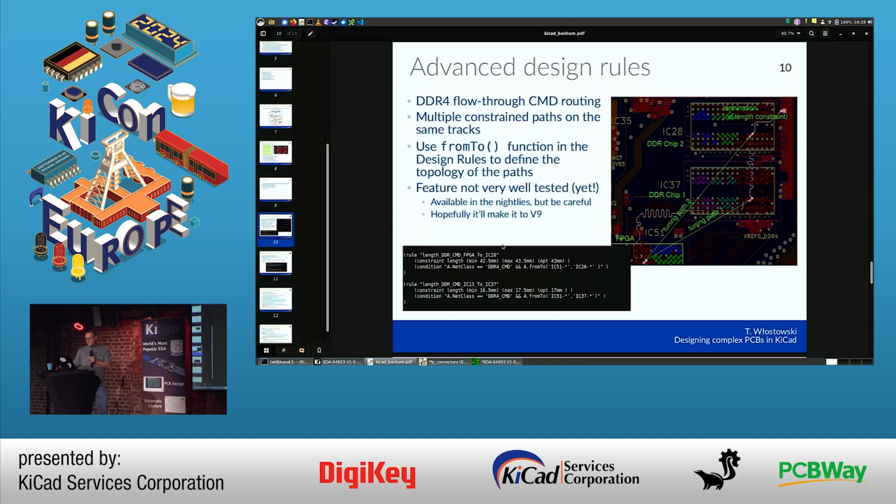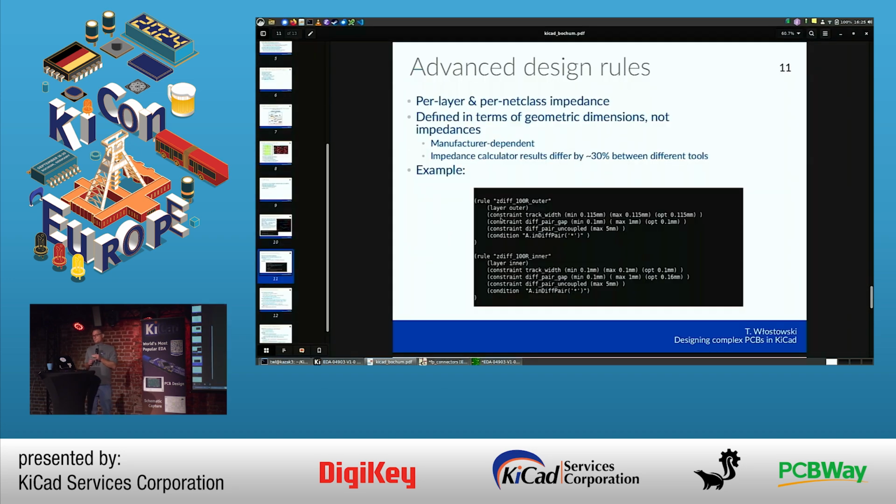As far as more advanced DRC is concerned, you can do per-layer and per-class impedance. If a board has a complex stack-up, well, it doesn't have to be complex. If you have differential routing on the inner layers and the outer layers, the dimensions are likely different, because the outer differential pairs are microstrip, the inner ones are stripline. You can do that in KiCad, but defined in terms of geometrical dimensions and not in terms of impedance. You cannot say I want a 50 ohm trace.